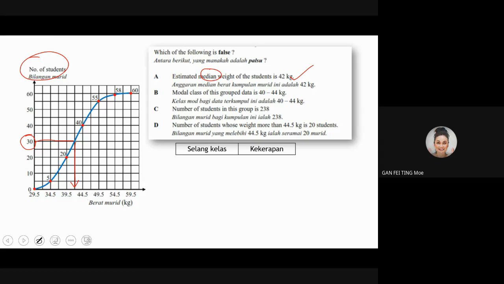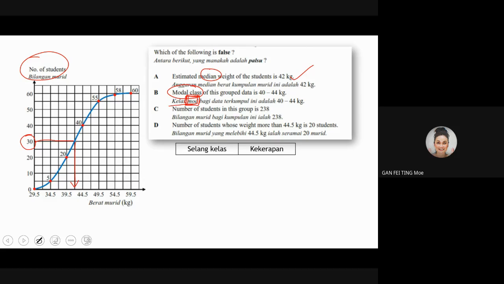Now for this question, you need to understand what you mean by modal class. Can anybody tell me what modal class is? Maybe in English they don't really give you tips. Then you go for the BM, kelas mod, the word here, mode. How do you define mode? Mode is the data or the value with the highest frequency.